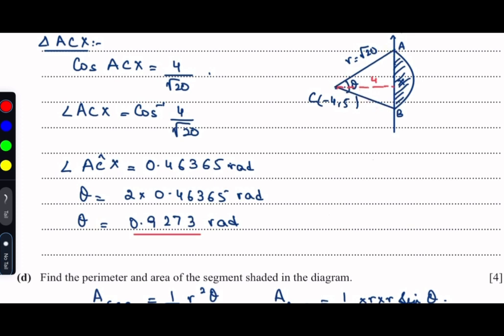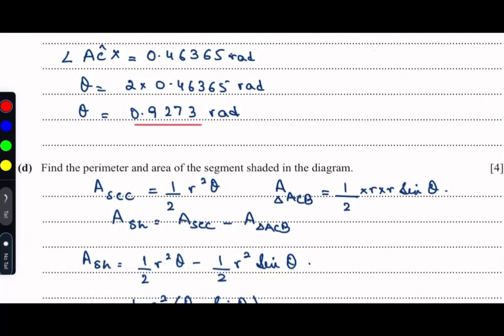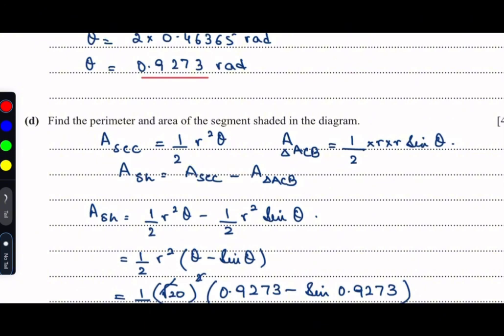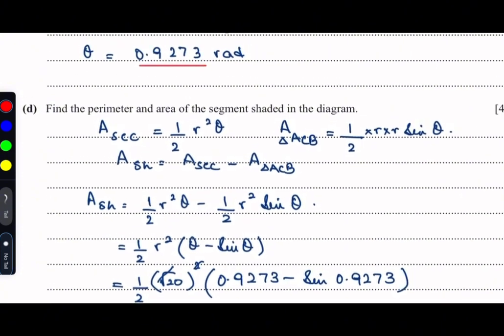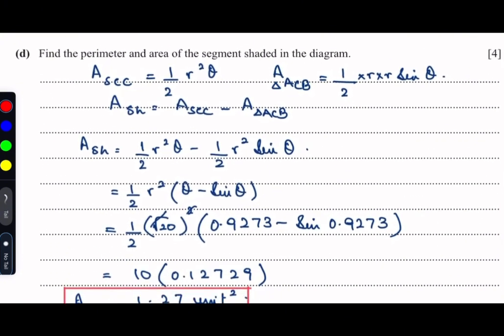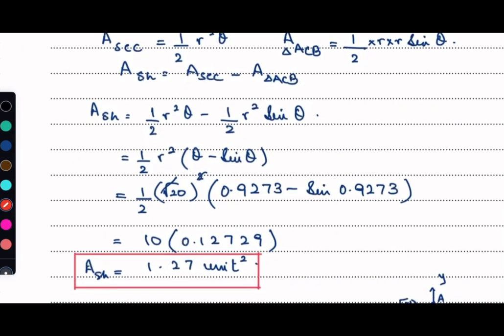So I have the radius value, I have the theta value. I can say that area shaded is area of sector minus area of triangle. So this is half r squared theta minus half r squared sine theta. Half r squared taken common, I'll be left with theta minus sine theta. So this is half, radius is root 20, the whole squared, and the theta value we just found as 0.9273 in the previous part. Substituting that, it's 0.9273 minus sine of 0.9273. Solving it, this becomes 10 times 0.12729, or I can say that the shaded area is 1.27 units squared.